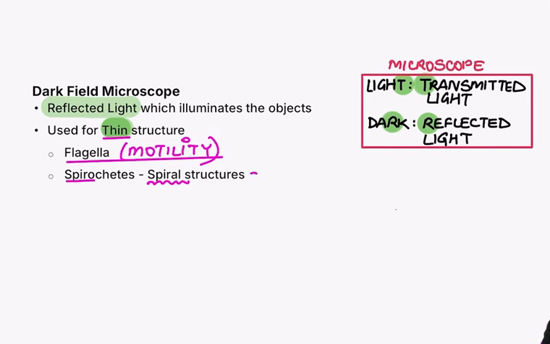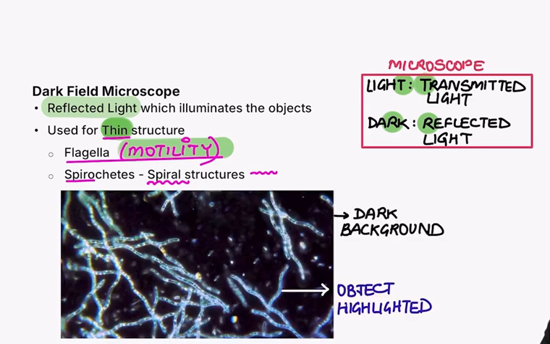So it's very, very thin. If you want to see the movement of this spirochete, you will not be able to see it under a normal light microscope. You will have to use a dark field microscope. So whenever you have to see something very, very thin, and for thin bacteria, if you want to see their motility, you use a dark field microscope, and this is how it looks.